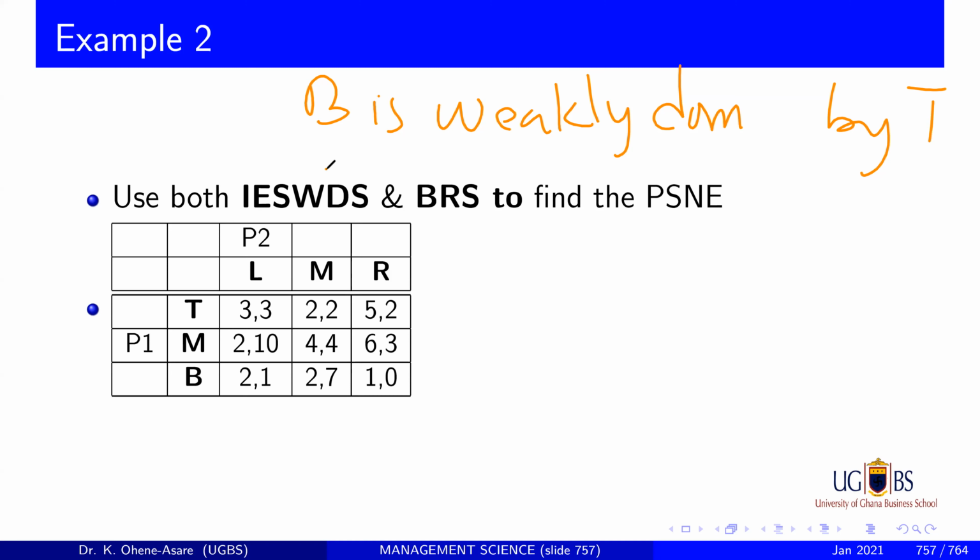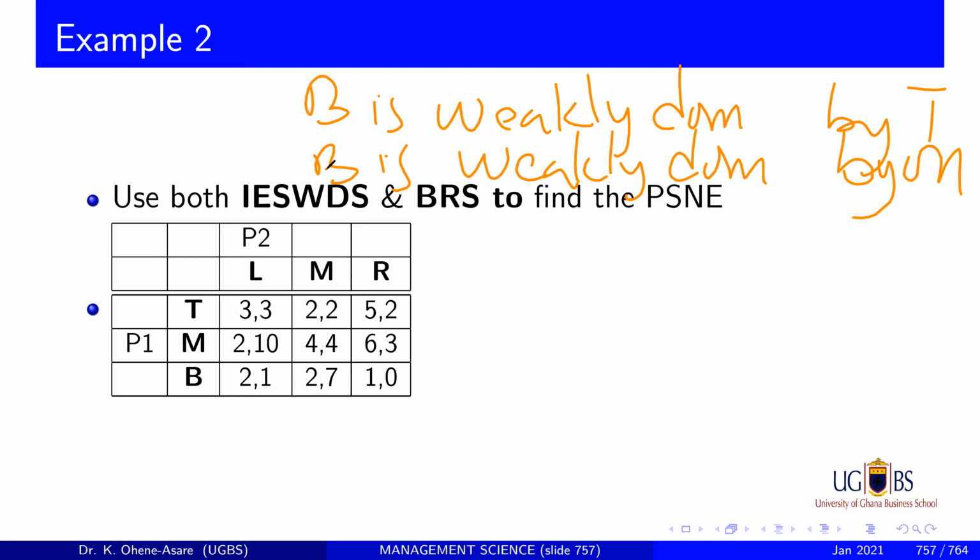That's correct. So you write that B is weakly dominated by M. So we can see that B had to go somehow. By all means, B will eventually go using weak domination. B will eventually go. All right, so that is for player one.